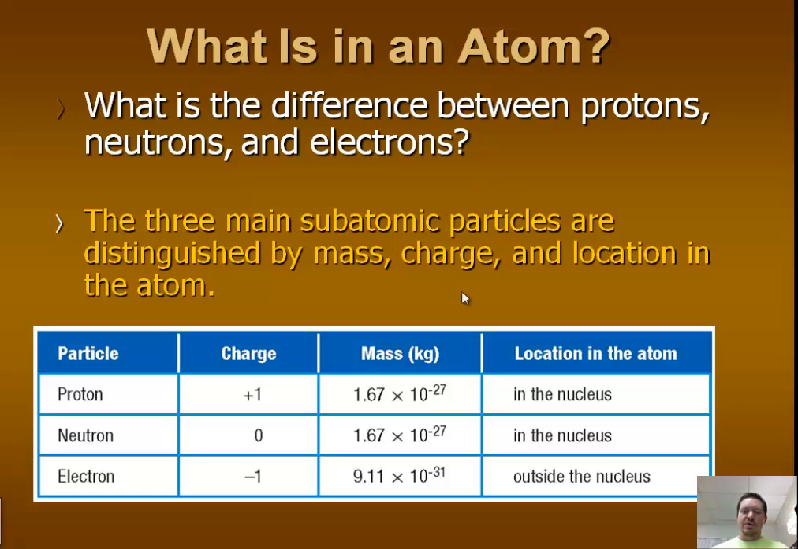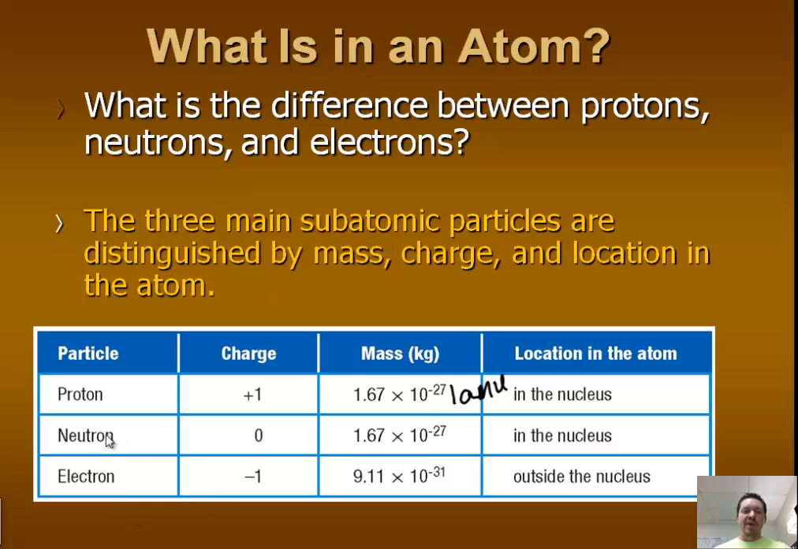Often what we do is just say that a proton is equal to 1 atomic mass unit. And we abbreviate atomic mass unit as AMU. We'll actually define atomic mass unit a little bit later in this lecture.